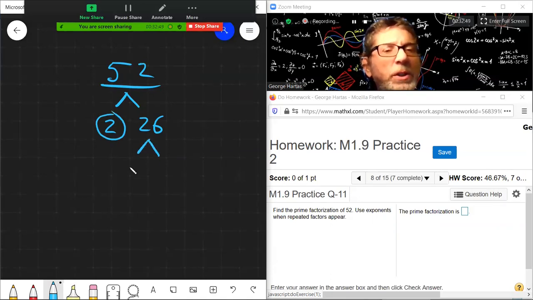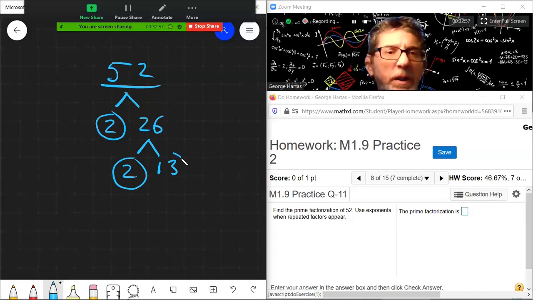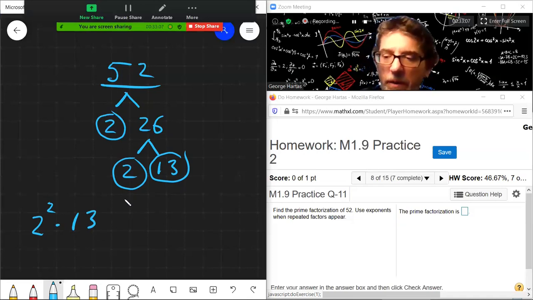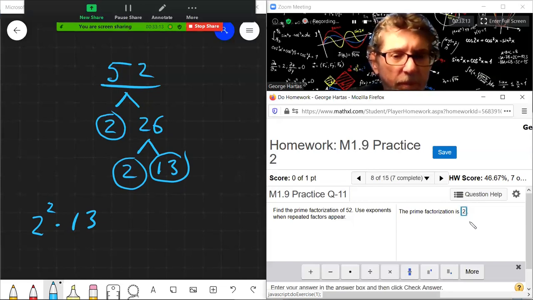What times what is 26? And you said 2 times 13, correct? 2 is prime. Is 13 prime? Yes, you said, correct. So we have 2 2s times 13. And then once your cursor's in the exponent here, just simply right arrow to bring it back down, and then you can type in the dot 13.